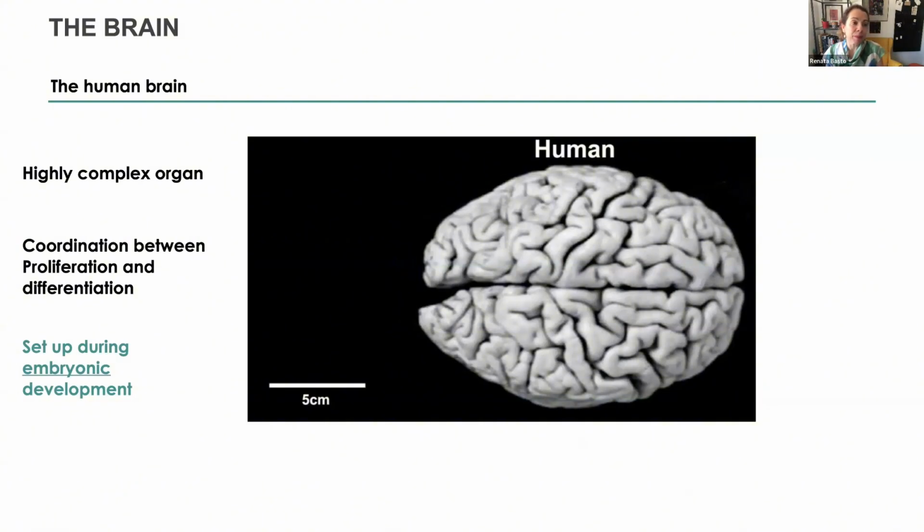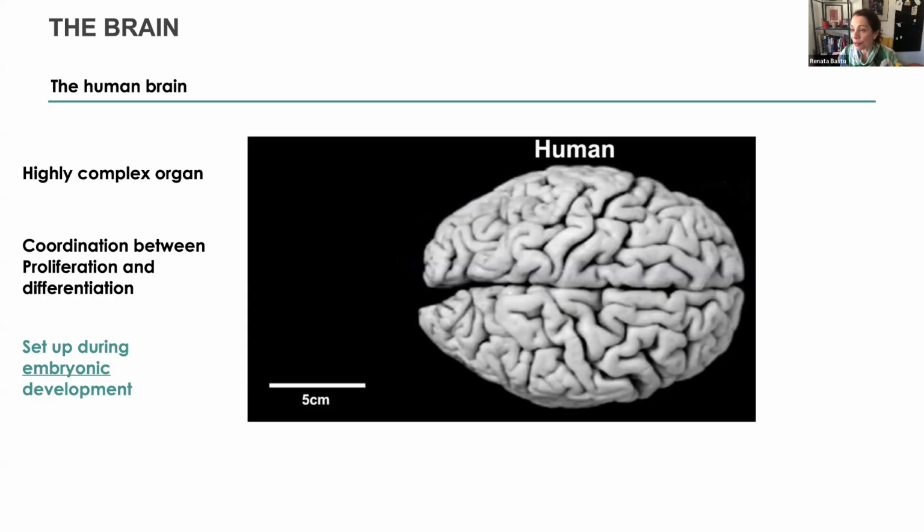So to start with, today I'm going to be telling you about the brain. This is a picture of a human brain, which I like to describe as a really complex organ. I think people who work on different organs will always think that the organ they work on is complex. But this one is particularly complex because it really defines what we all are in the way we behave. And because when the brain starts to be developed, it has to coordinate proliferation and differentiation with, I would say, very little plasticity compared to other organs.